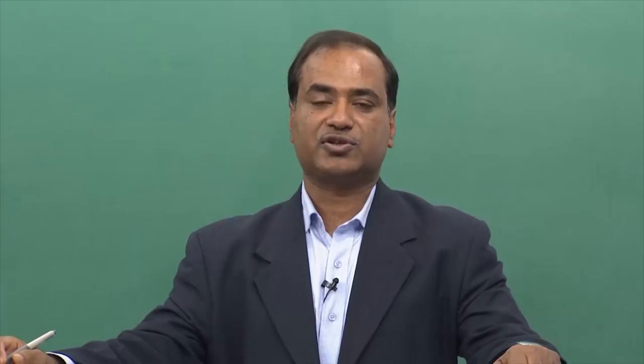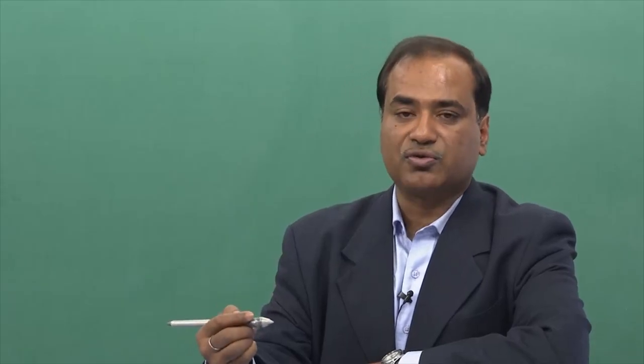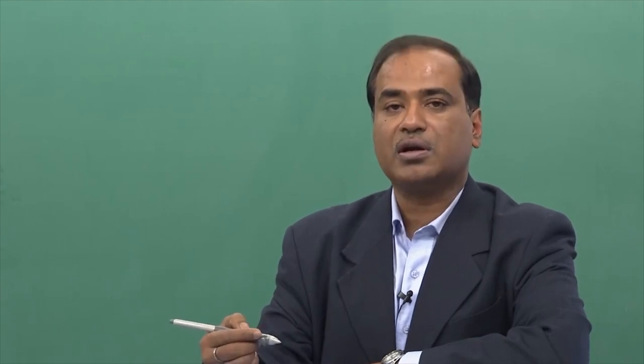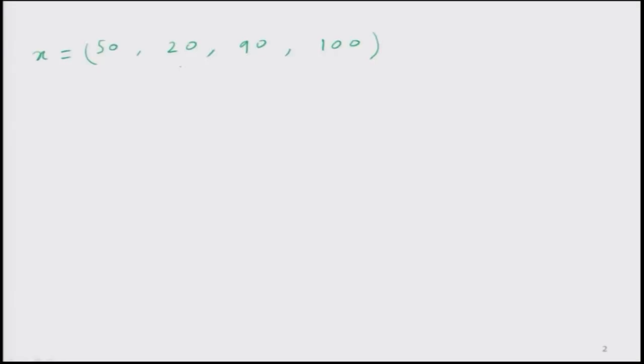But the first question comes: what is sorting and what is ordering? Suppose I take several values, say 50, 20, 90, and 100. You can see that these are some values arranged in a vector, say x. Now when I say sort, sort means rearranging all those values in an increasing order of magnitude or decreasing order of magnitude. For example, the smallest value among these is 20, and the maximum value is 100, the largest value.